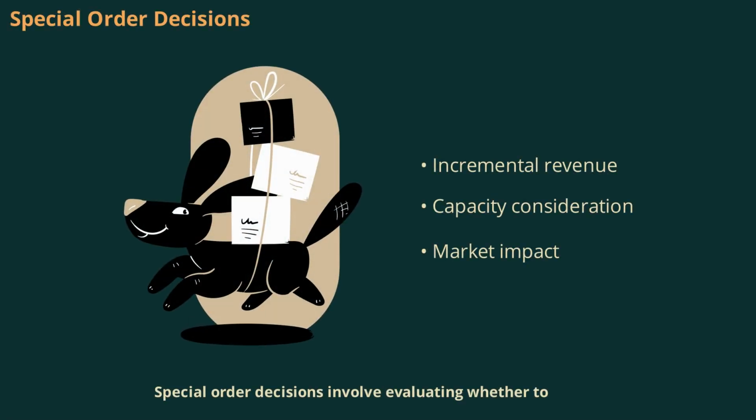Special order decisions involve evaluating whether to accept orders at prices different from normal sales. Incremental analysis is key. If the additional revenue exceeds the incremental cost, the order should be accepted, provided it doesn't negatively affect regular business or long-term capacity. Qualitative factors, such as customer relationships and market positioning, should also be considered.